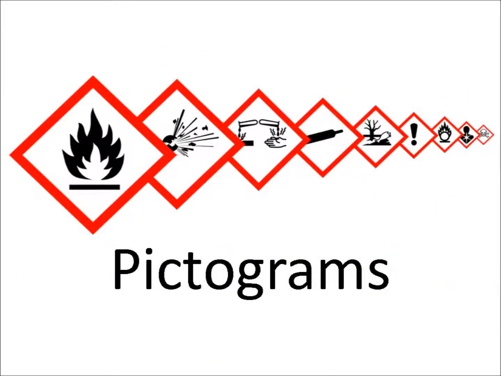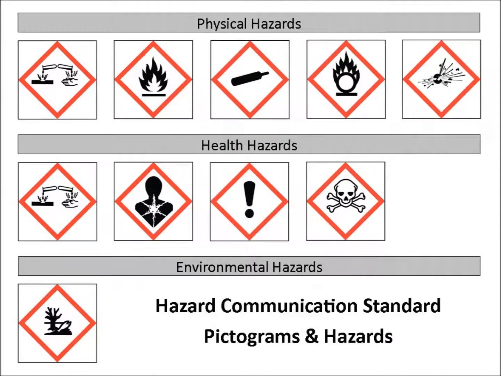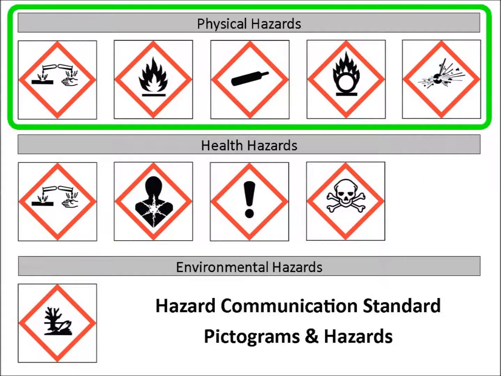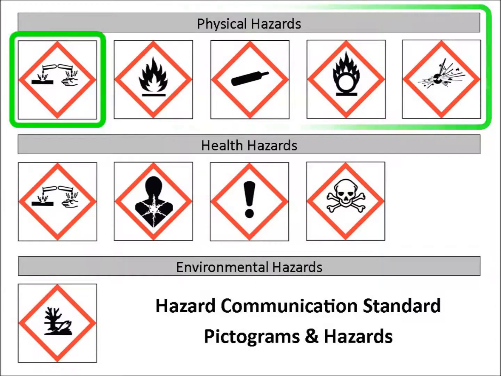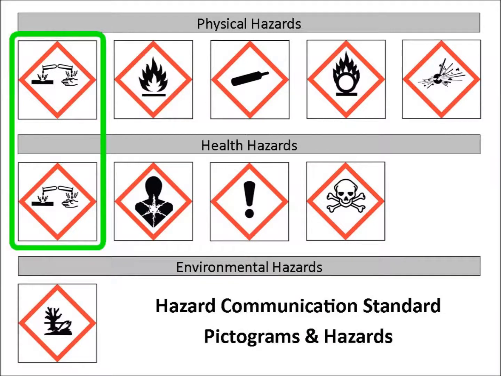Let's take a closer look at Hazard Communication Standard pictograms and the hazards which they represent. For instructional purposes, the pictograms most easily break down into 3 groups. The first group are those which represent physical hazards. In our training, corrosion is listed first. And that is because corrosion is a physical hazard and a health hazard. So for instructional purposes only, you will see it listed twice in this training.